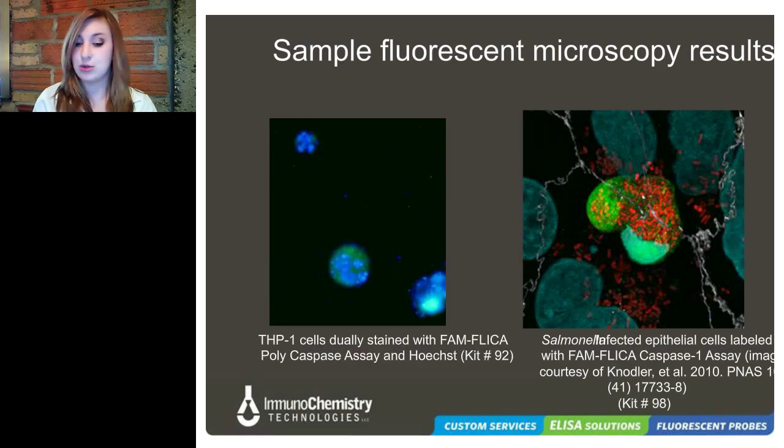The authors then used our FAM FLICA caspase-1 assay to look for the activation of pyroptosis. So that will stain green. And you can see that these cells in the middle that are heavily affected with salmonella also have a strong activation of caspase-1, indicating that the salmonella infection here is causing these cells to undergo pyroptosis.